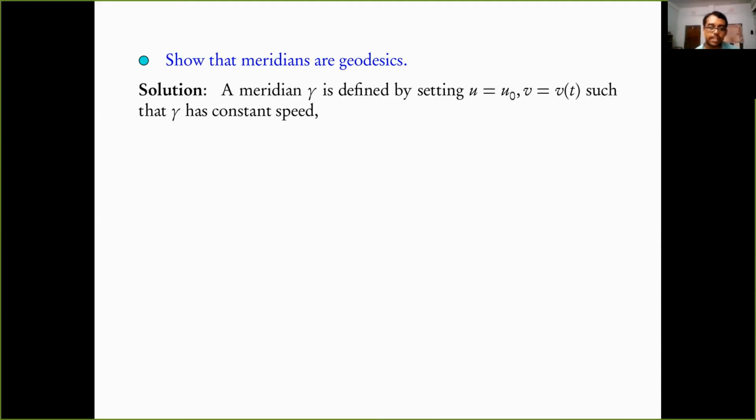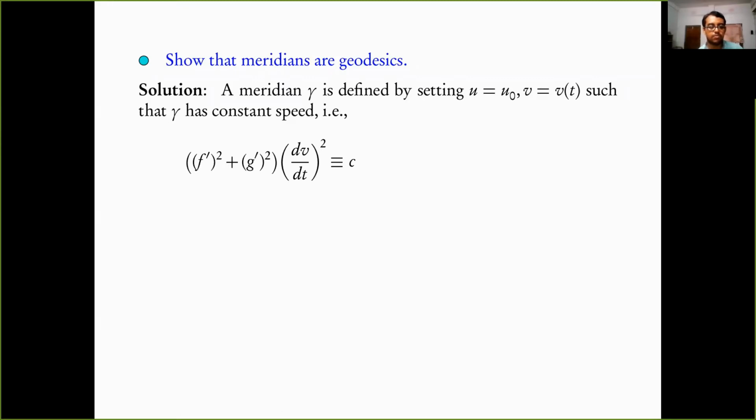Okay. So a meridian is simply defined by setting u equal to u0 and v equal to v(t). But remember, it's not the image, it's really a parameterization of the curve. So the claim is that I can find a parameterization of the meridian gamma such that it becomes a geodesic. Which means I cannot simply take (u0, t), because (u0, t) may not even have constant speed. I have to think of (u0, v), where v is a function of t, such that this has all the properties of a geodesic.